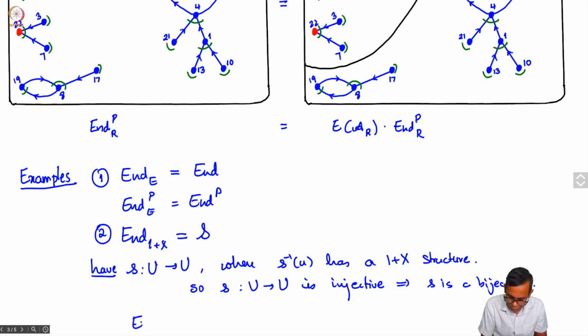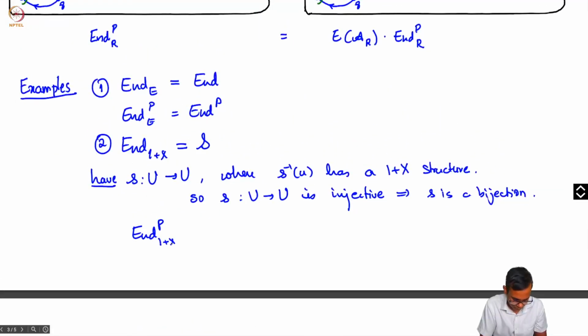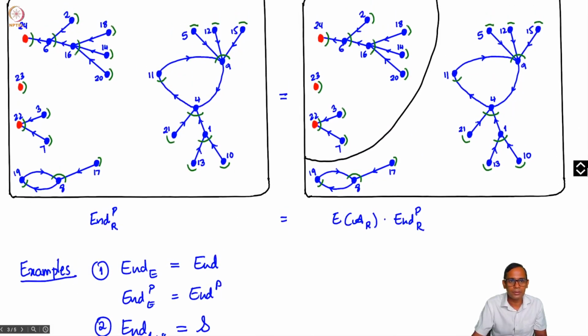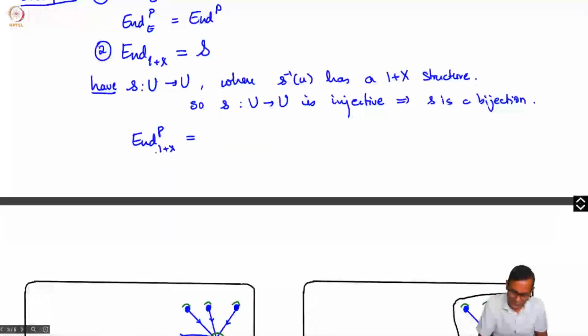What about partial endofunctions? Well, you will have some components in the endofunction directed graph which are trees, and those trees will have to just be lines, because each node is only allowed to have a single or no child. So what you get is that EndP_(1+X) is E_L-plus times S.